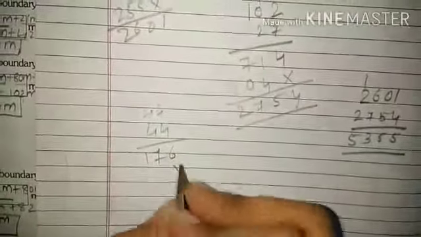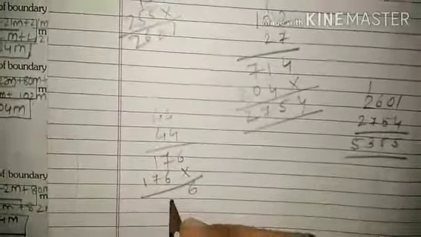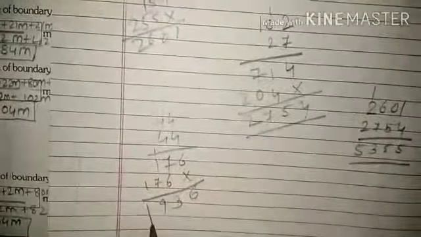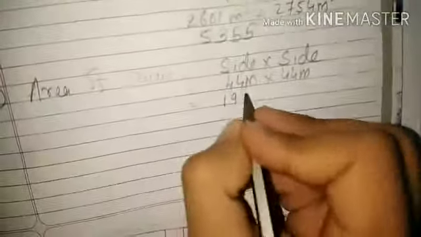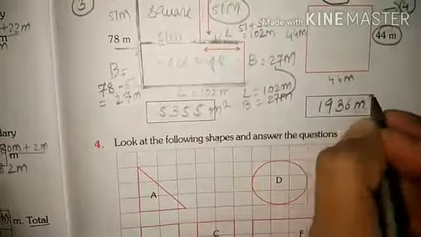1936 is your answer, students. 1936 meters square. So 1936 meters square is your answer.